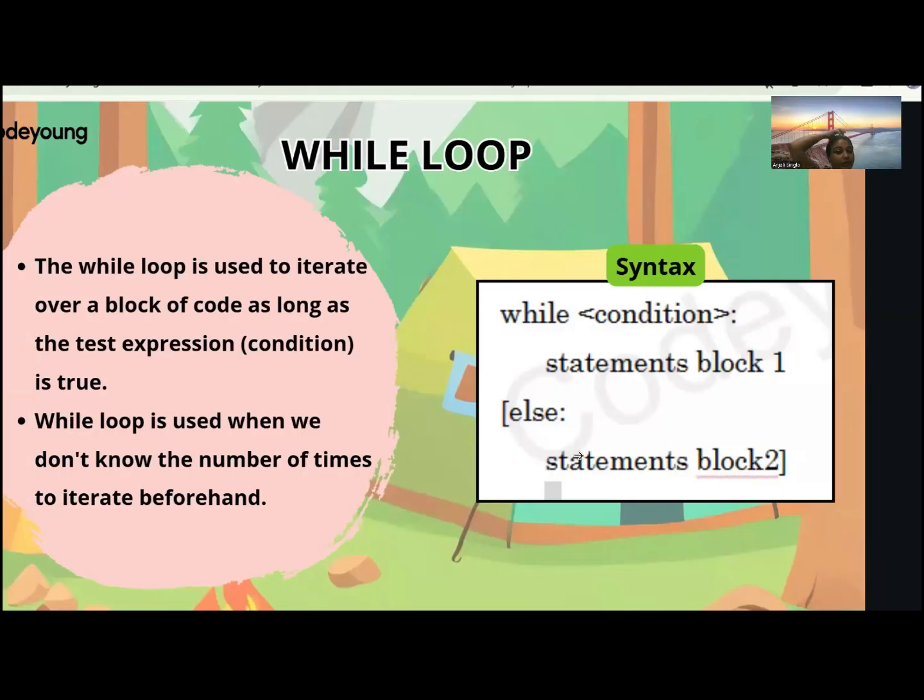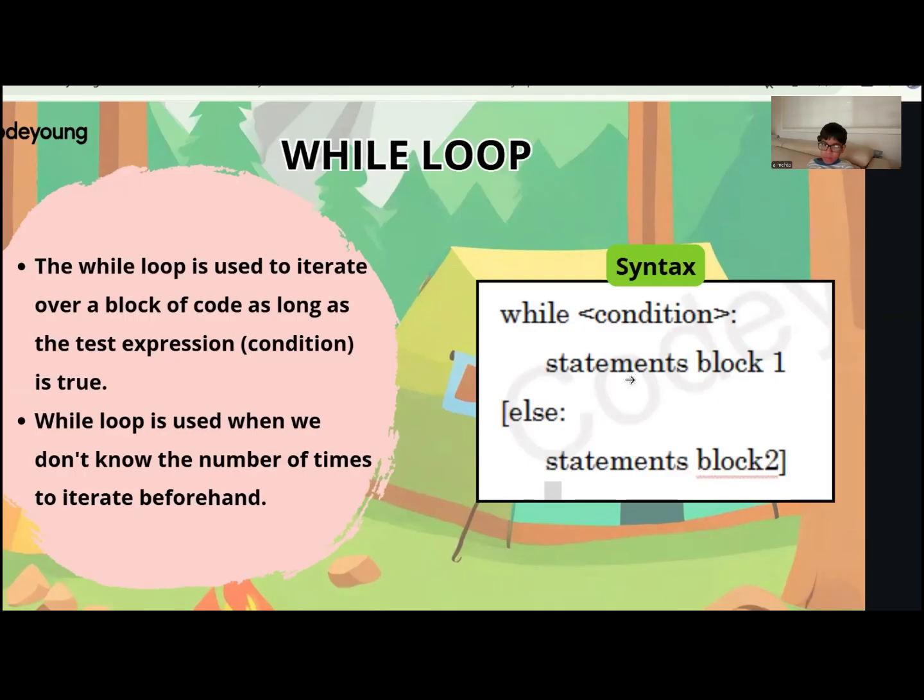Okay. So the while loop. While loop is used to iterate over a block of code as long as the condition is true. I'll do one example and then it will be clear to you what while loop does. While loop is used when we don't know the number of times to iterate beforehand.